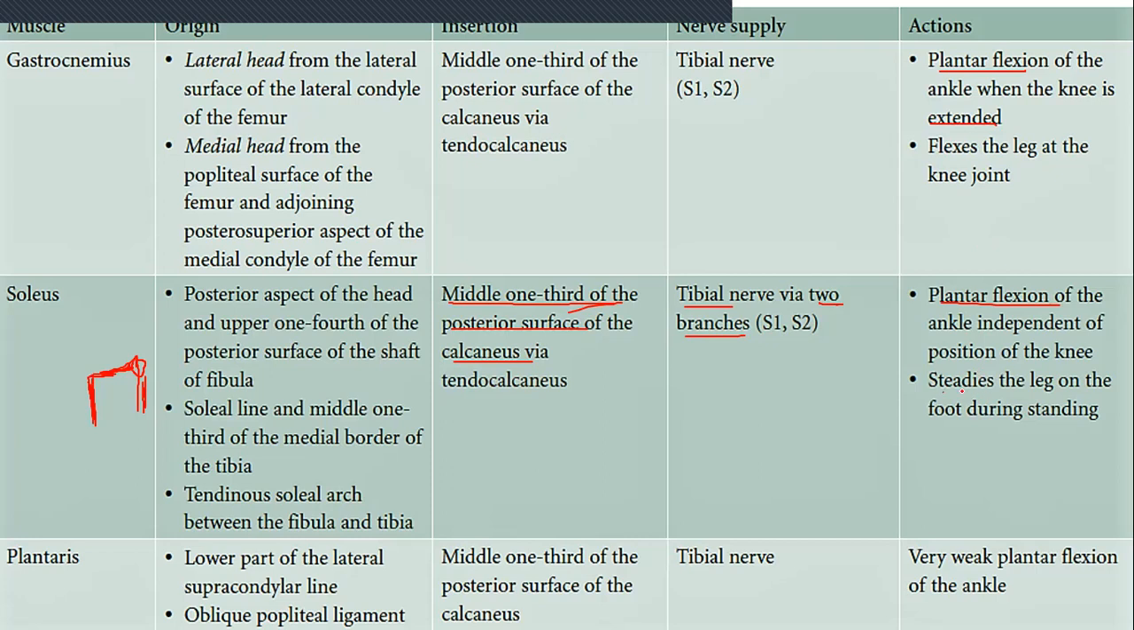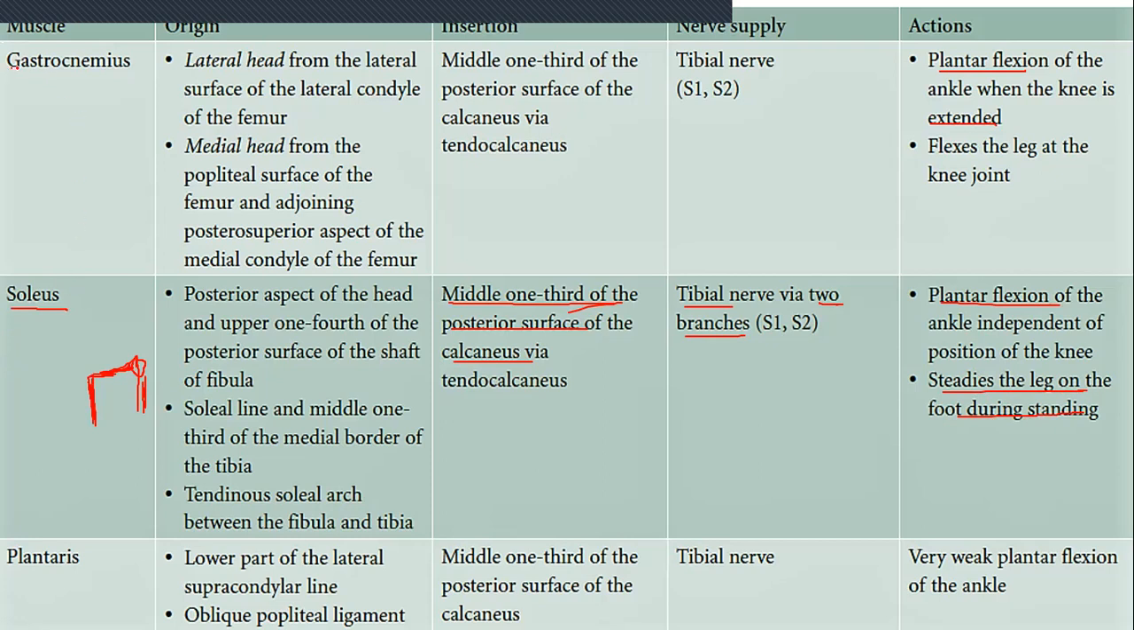It also steadies the leg on the foot during standing. People with a weak soleus look somewhat shaky when they stand. Soleus is a multipennate muscle, and it is very strong. It operates like the bottom gear of a car: strong, but it contracts slowly. You mainly use your soleus when you are strolling.